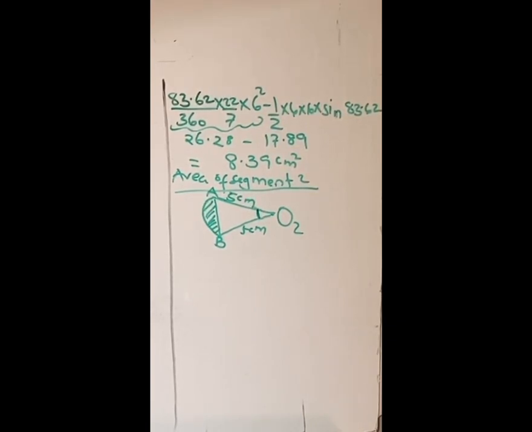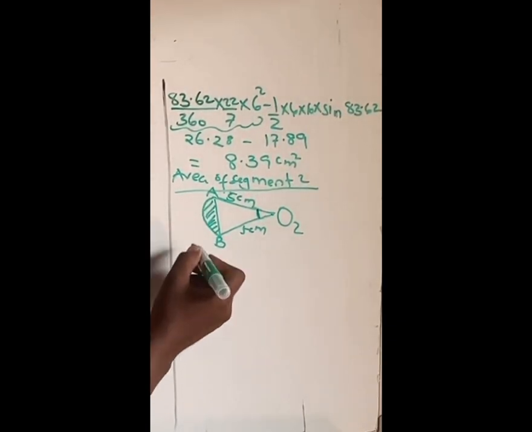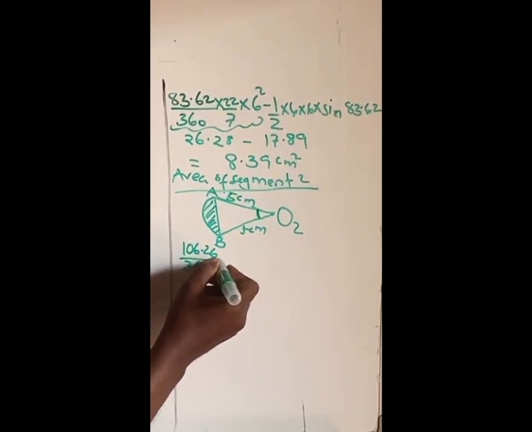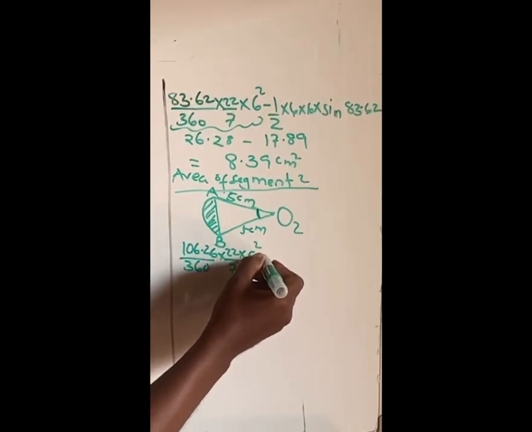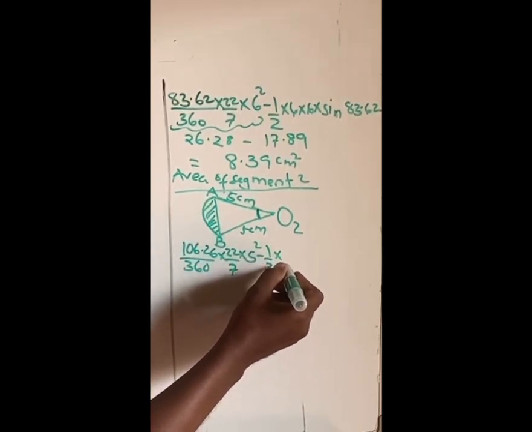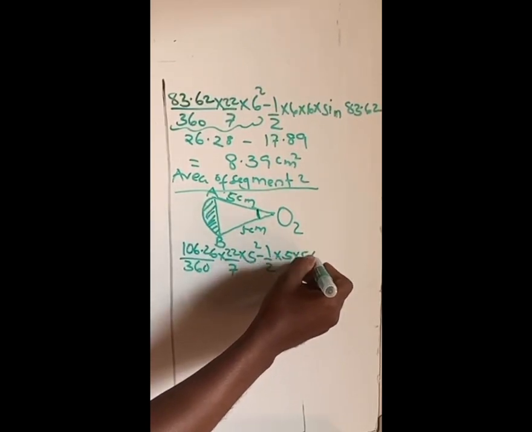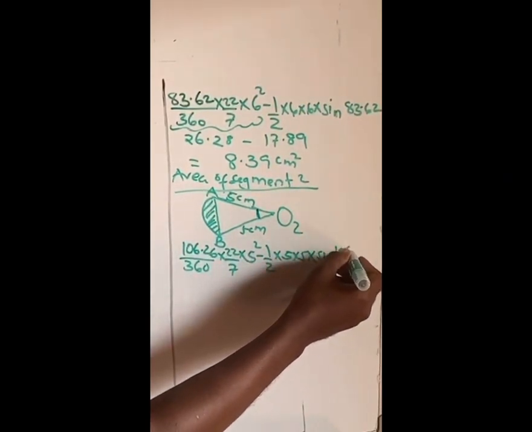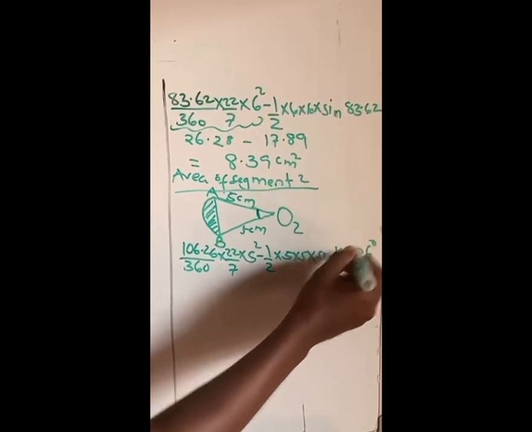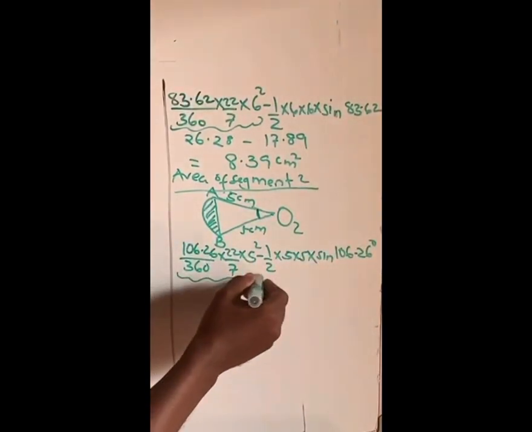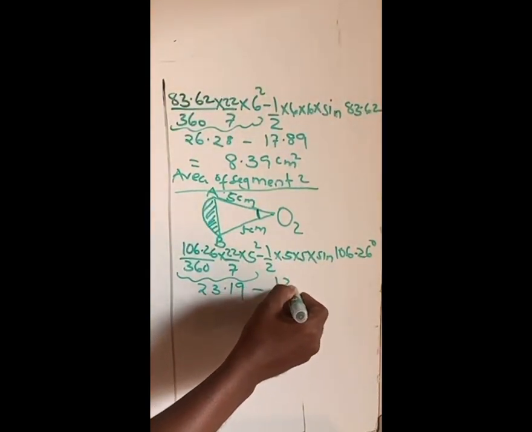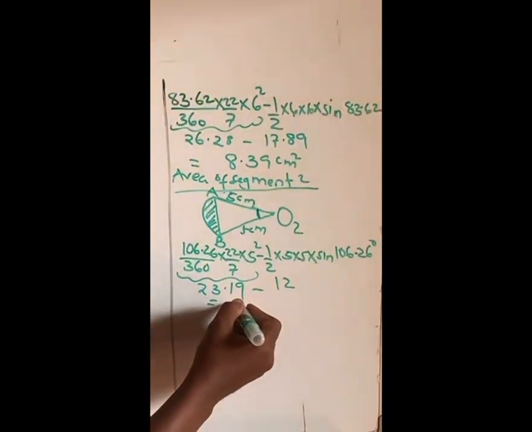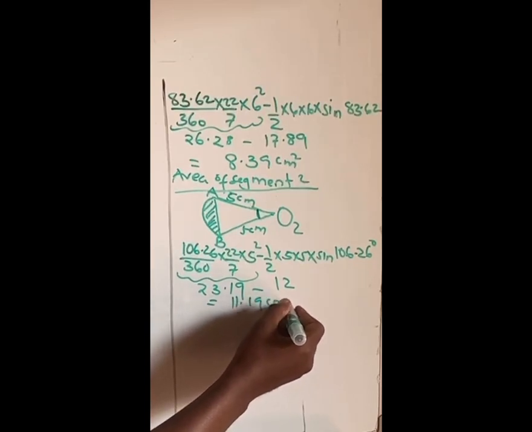Now using this formula, theta over 360, our theta will be 106.26 divided by 360 times pi, which is 22/7, times the radius squared, which is 5 squared, then minus a half times 5 times 5, then multiply by the sine of 106.26 degrees. The result from here is 23.19 minus approximately 12. This will give us 11.19 centimeters squared.